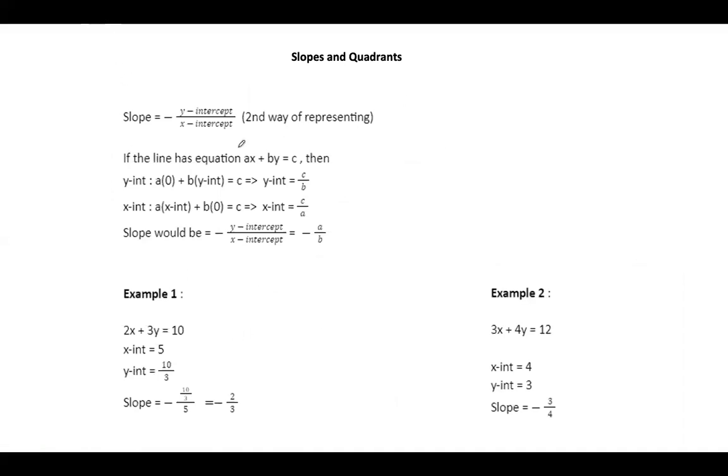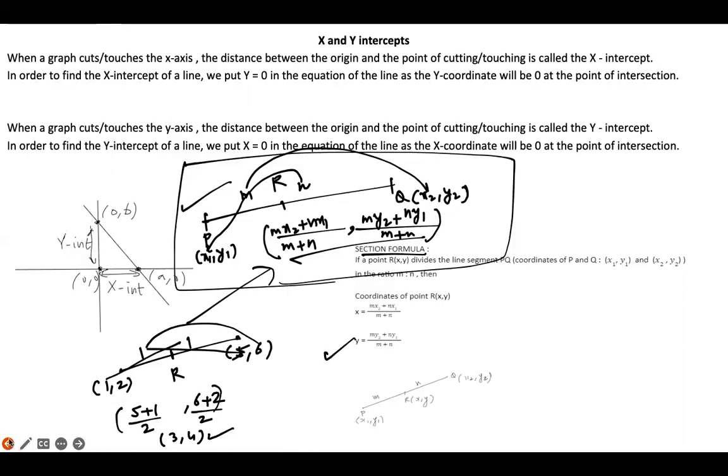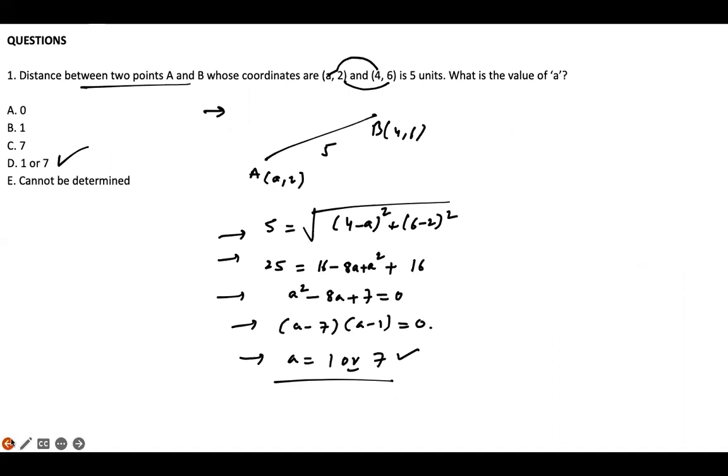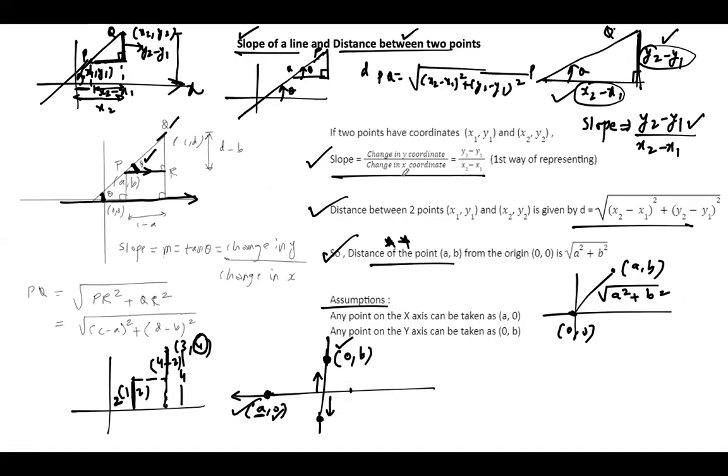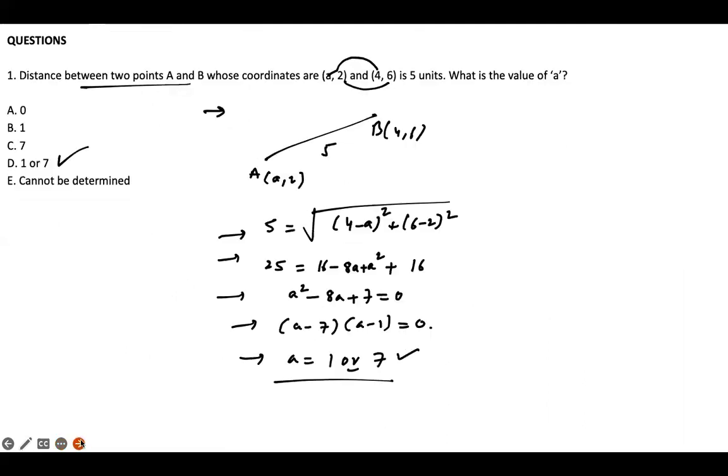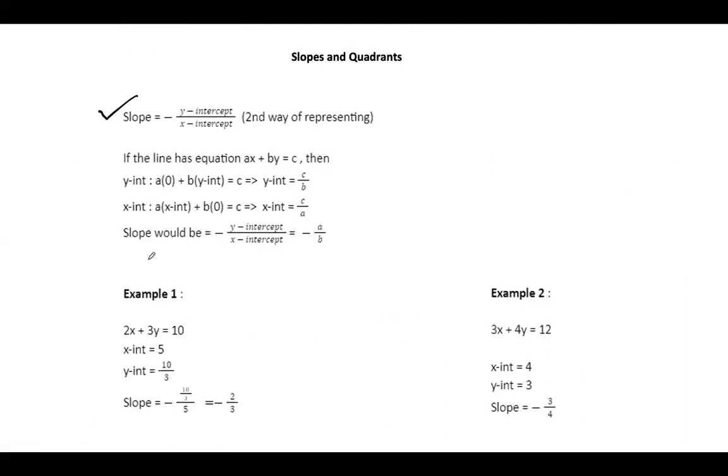Let's say slope is m. So one way of representation, I have told this. The second way is this. Slope is minus of y-intercept of the line divided by x-intercept of the line.